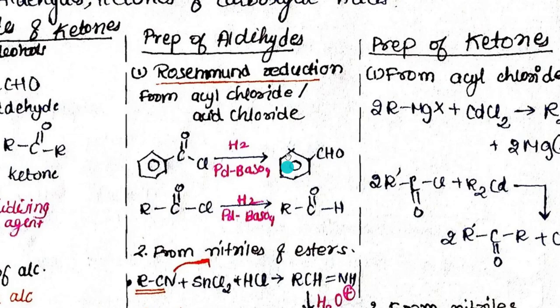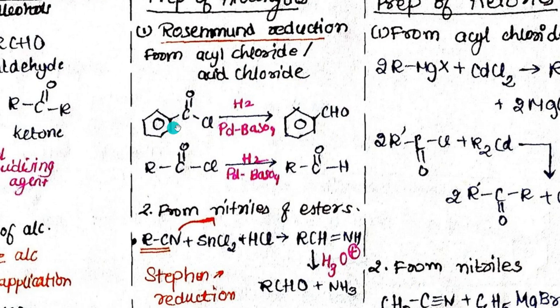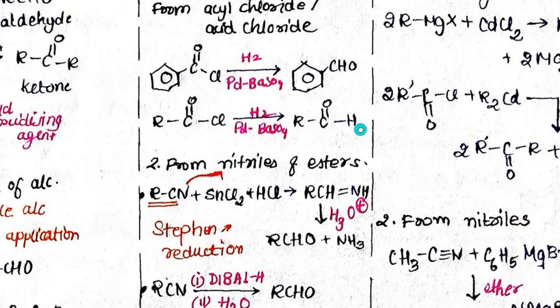First is Rosenmund's reduction. So these named reactions are of course super important. Rosenmund's reduction from acyl chloride or from acid chloride. Okay, so if I have a benzene ring attached with C double bond OCl and react it with H2, Pd/BaSO4, it will give me benzaldehyde, right? Similarly, RC double bond OCl with H2, Pd/BaSO4 will give us an aldehyde, RCHO.